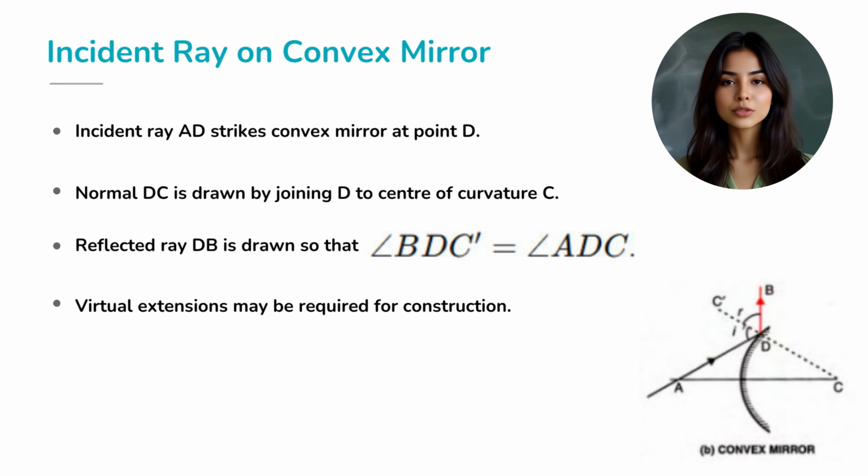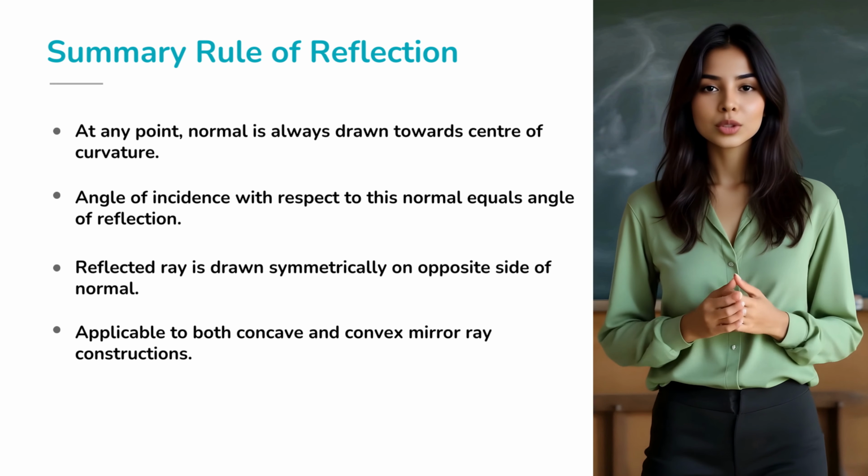Now let's flip to a convex mirror. Same ray AD striking at D. Again, we draw DC towards the center of curvature. Now the reflected ray DB is drawn so that angle ADC equals angle BDC prime. But here's the difference, the rays don't actually meet, they diverge. We have to extend them backward to see where they appear to come from. So in convex mirrors, the rays behave like extroverts, always running away from each other, never really meeting in real life.